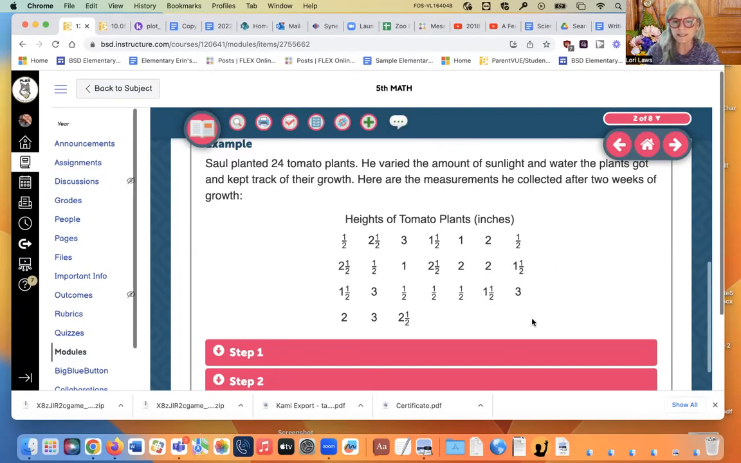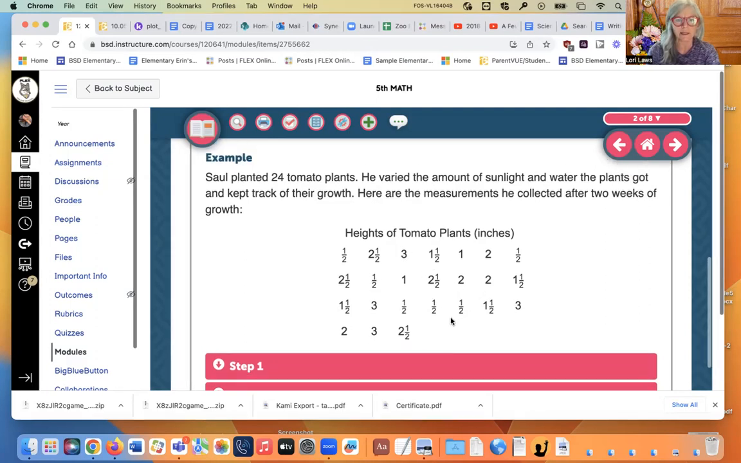So if you look at this data set, I see 1/2 here. Do I see anything smaller than 1/2? I don't. So if it were me, I'd probably circle 1/2. And then what's the biggest number here? 3, I think, is the biggest number. I don't see 3 and something, so I think that's it.